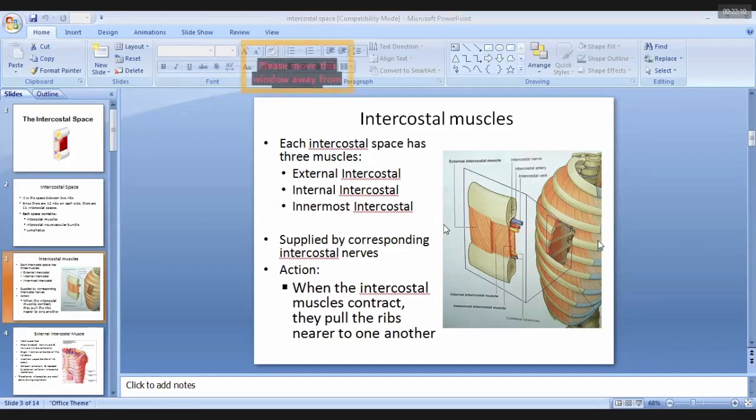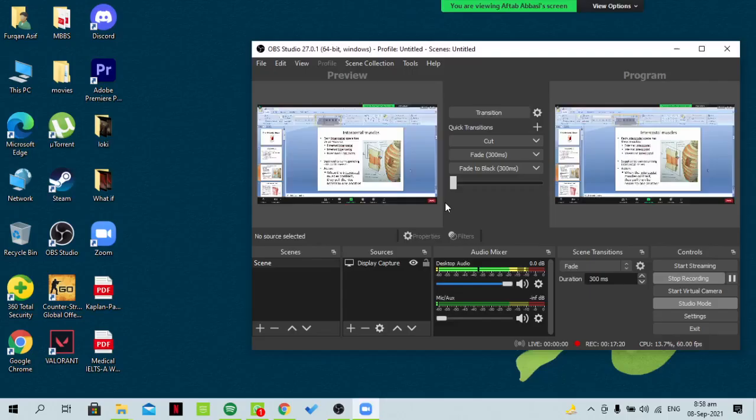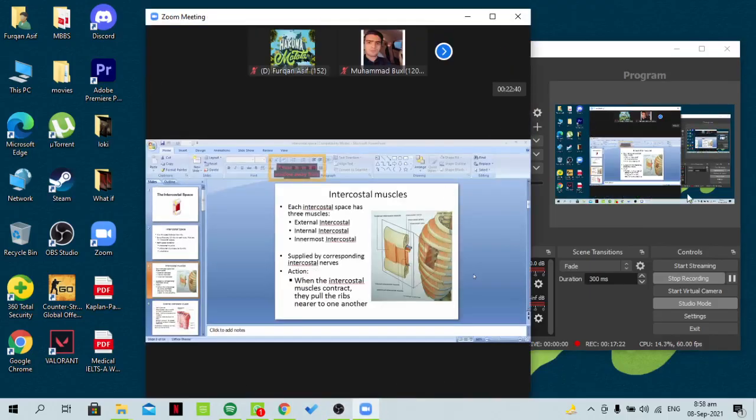Okay. Any other question? Intercostal space, I think you have already studied before. So it's easy to remember all these things.